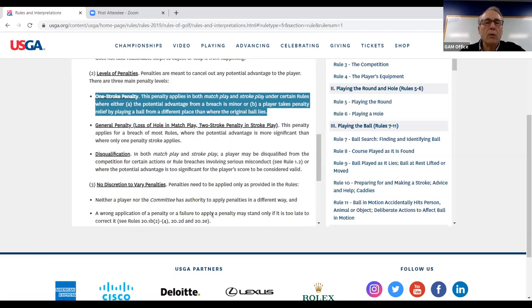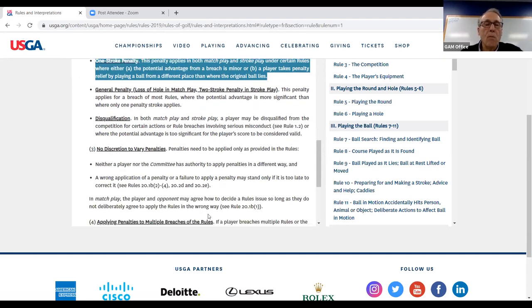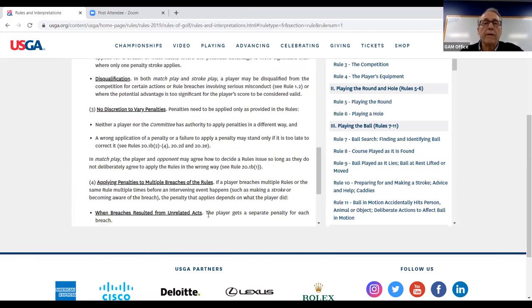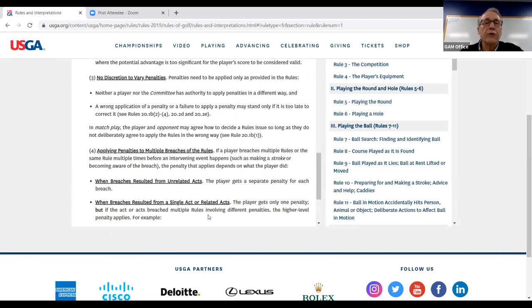Okay, the levels of penalty: one-stroke penalty, general penalty, or in match play, it's loss of hole. Two-stroke penalty in match play, and then disqualification. So now there are disqualifications in both match play and stroke play for certain rules breaches. And there's no discretion by the committee to vary those penalties. Those penalties are the authority of the USGA, and we do not have the authority to change the level of penalty based on certain types of actions.